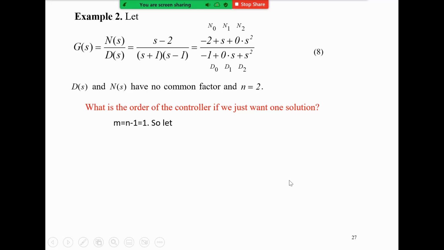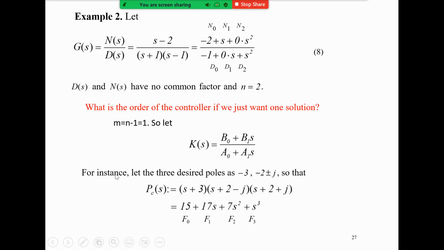The degree of the polynomial is just 1. So there are 4 design parameters. And then you try to find out what those design parameters are. Therefore, of course, you need to know what the desired polynomial is, right? We know this degree is 1, the degree of the system is 2, so the degree of the desired polynomial must be 3, right? You have 3 poles. So let the 3 desired poles be in this form.